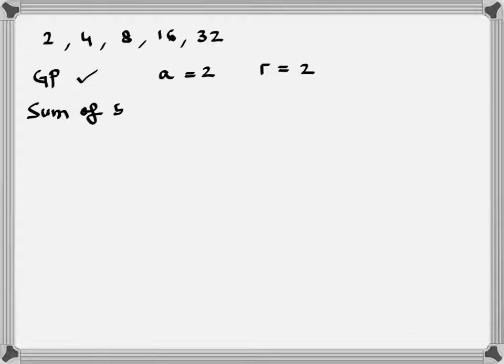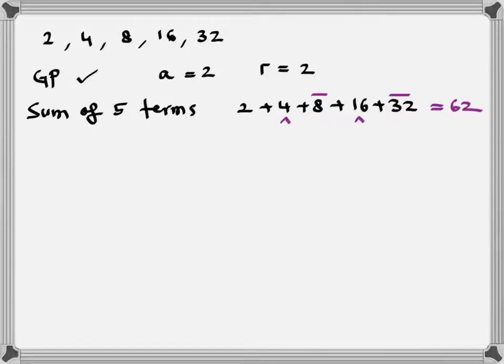For example, look at the series 2, 4, 8, 16, 32. I can simply add these up individually. It's a GP. First of all, the first term is 2, common ratio is 2. And if I add up all the 5 terms, I get a total of 62. What if there is a formula for this? There should be a formula, because what if the number of terms is much more? What if the number of terms is 100?